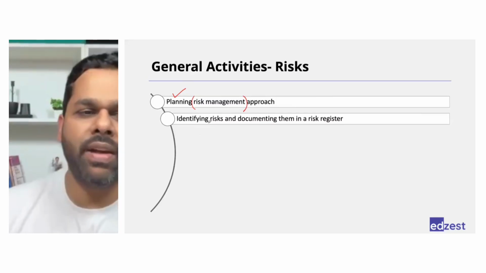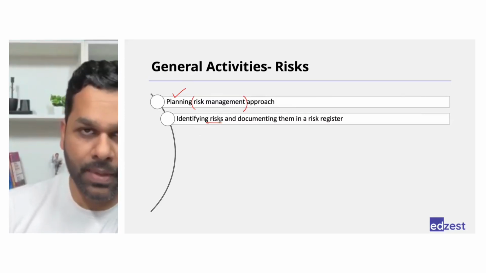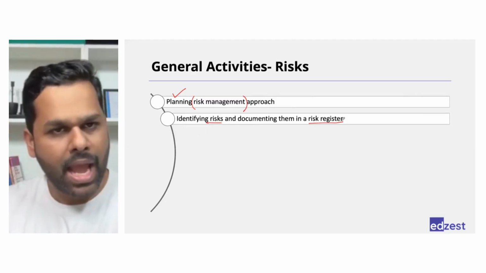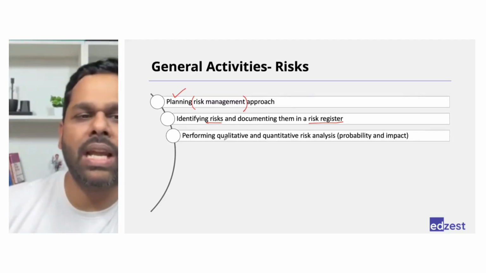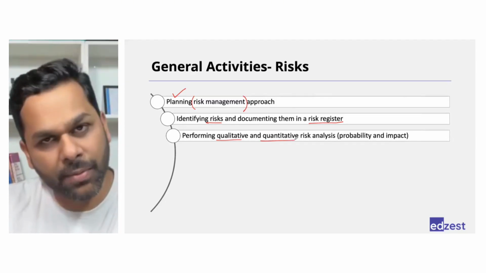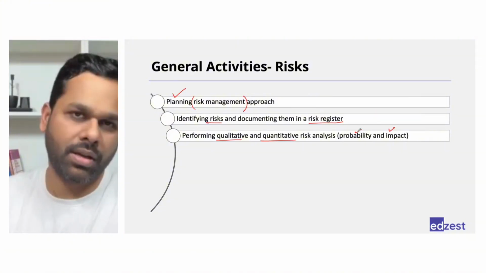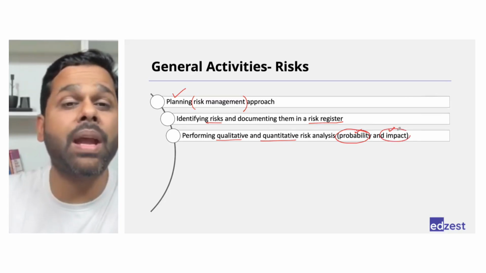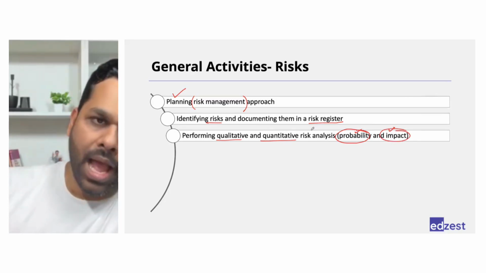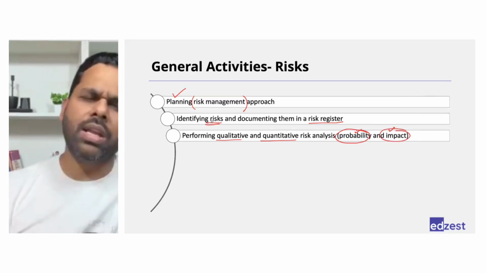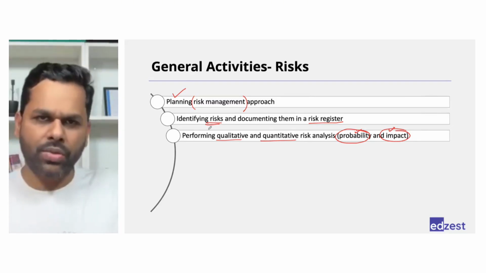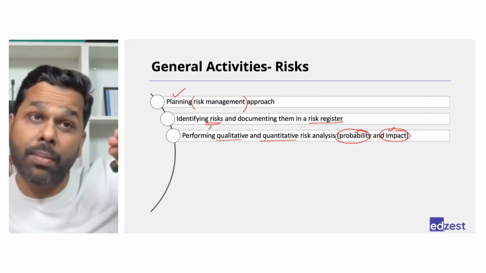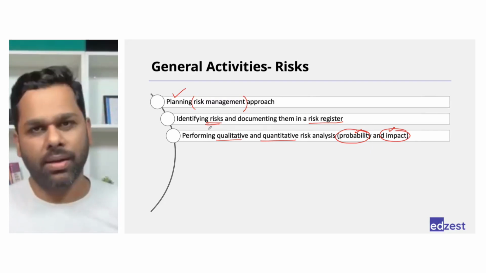Then start identifying risks as early as possible and document them in something called a risk register. As soon as you identify a risk, start analyzing qualitatively and quantitatively for the probability and impact. Probability means what are the chances that the risk will happen. Impact means how much impact it will create. Identifying risk happens very early in the project. As soon as you start planning, you will start identifying the risks. And it will continue to happen till the very end of the project as well.